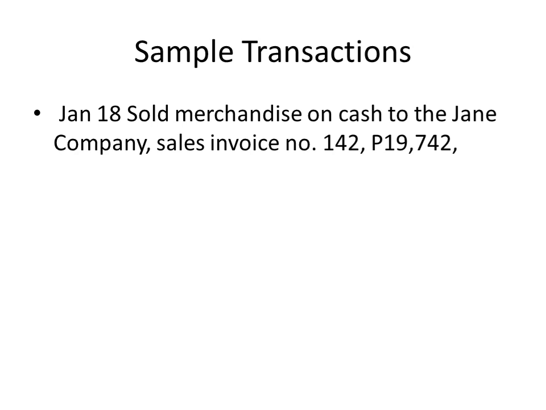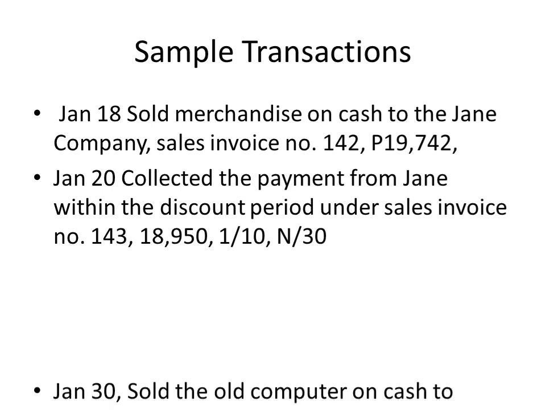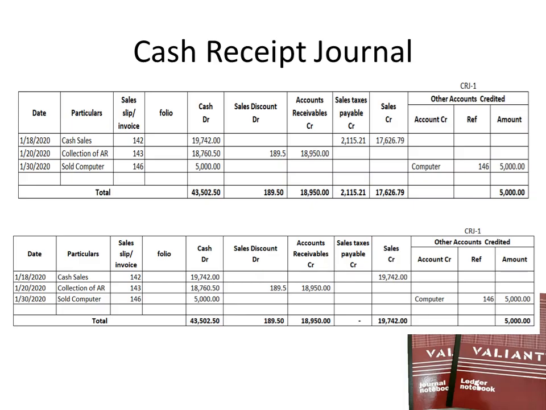So let's now try the transactions. We have on January 18, sold merchandise on cash to Jane Company, sales invoice number 142, 19,742. Next, on January 20, collected the payment from Jane within the discount period under sales invoice number 143, 18,950, discount 1% when paid within 10 days, and no discount if you pay within 30 days. Next, on January 30, sold the old computer on cash to Melba Corporation for 5,000, invoice number 146. So how does it look?